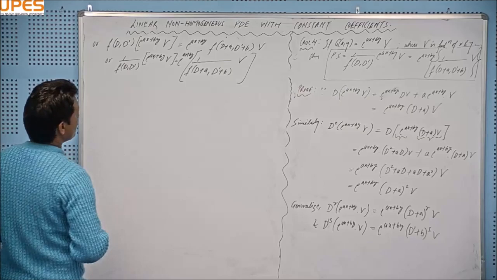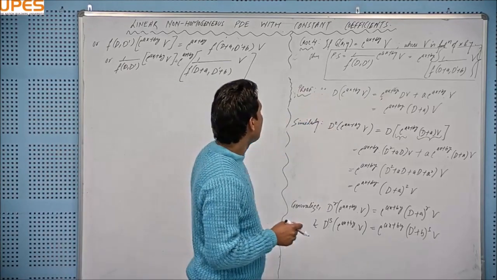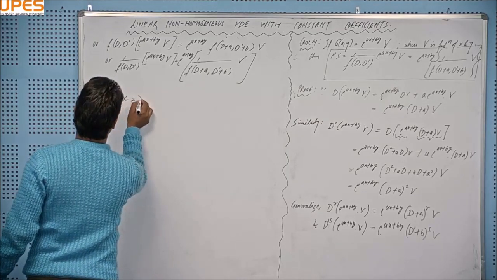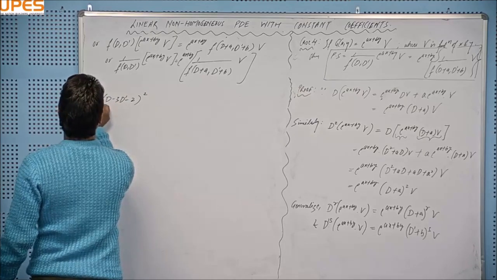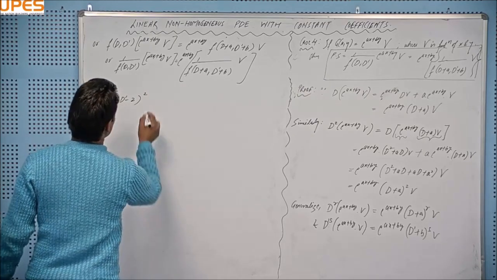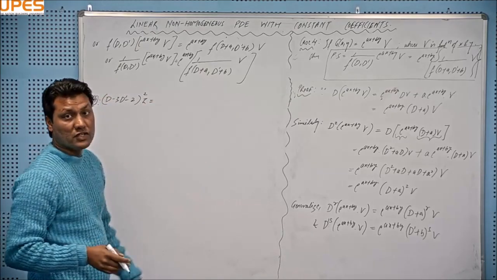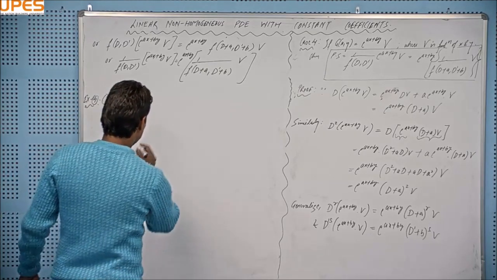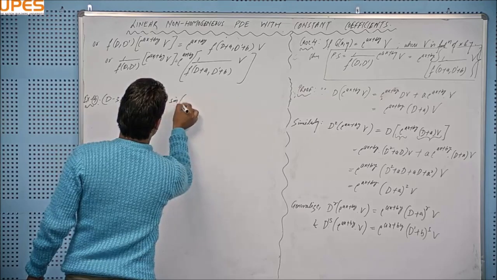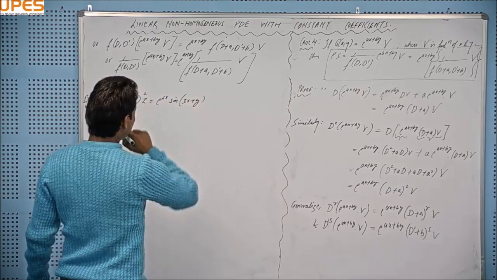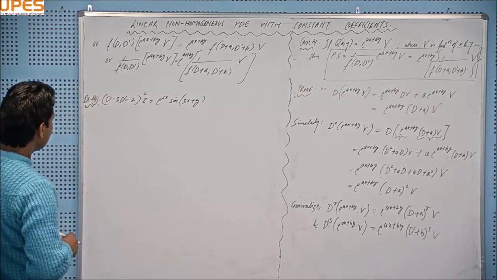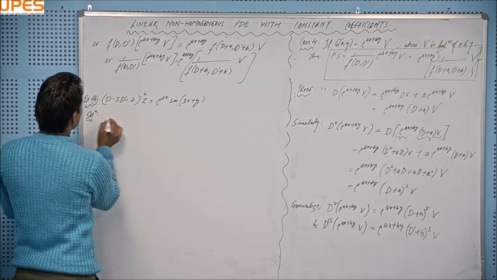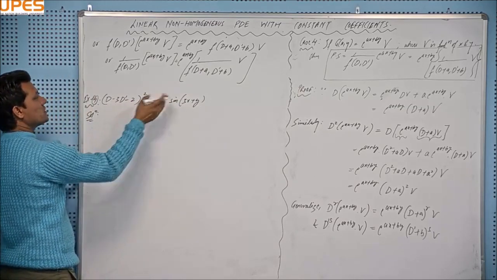Then taking an example of this formula: (D - 3D')(D - 3D' - 2) whole square. This is example number 4. And z is equal to some exponential function multiplied by some function of x and y, and it should be e to the power 2x sin(3x + y), or (y + 3x). Fine. Then solution.